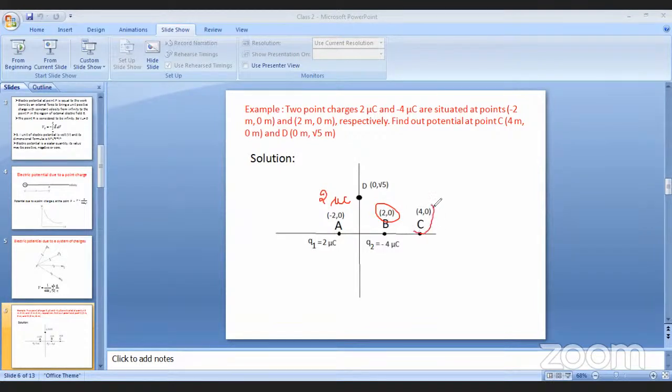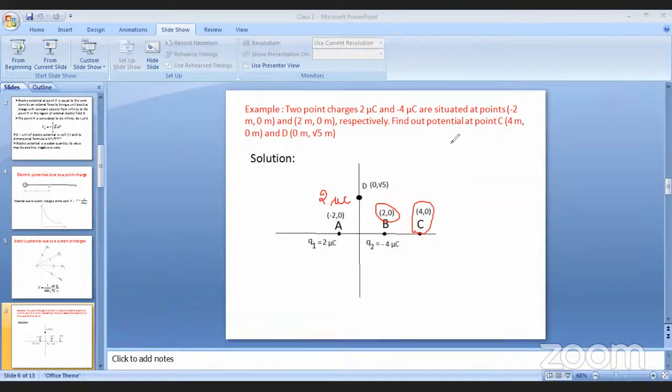The point C is here. It is situated at a distance of 4 meter from the origin, that is (4, 0). You have to find the net electric potential at this point C, which is situated at (4 meter, 0 meter), and also at the point D, which is situated at (0, root 5 meter). That means this point lies along the y-axis. We have to apply the superposition principle and calculate the electric potential at points C and D.